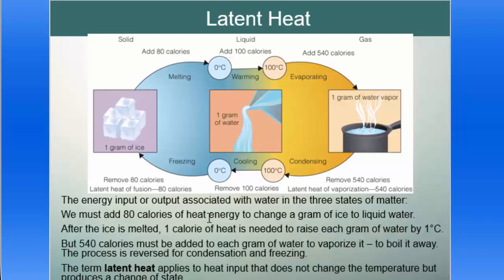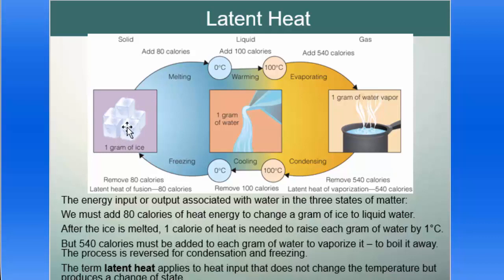All right, so the energy input or output associated with water in the three states of matter. We have to add 80 calories of heat to change a gram of ice to a liquid. To get a gram of ice to turn to a liquid, we have to add 80 calories of heat. Where does that heat come from? It comes from the environment. It has to take it out of the environment. So if you have ice in water and it is melting, it literally chills the water.